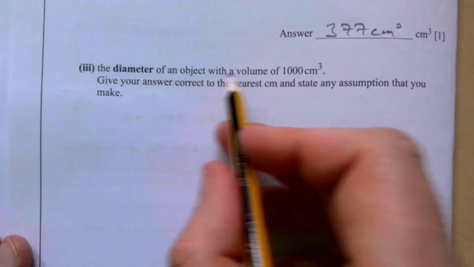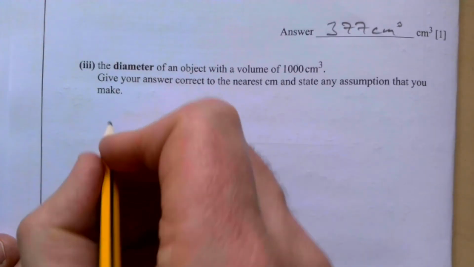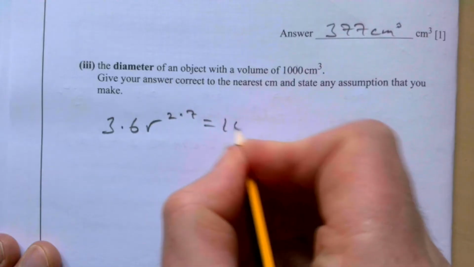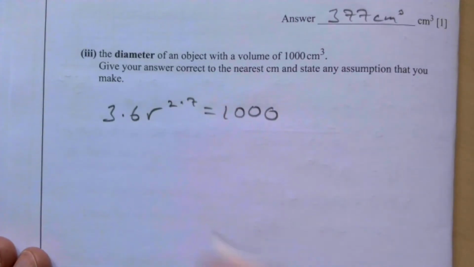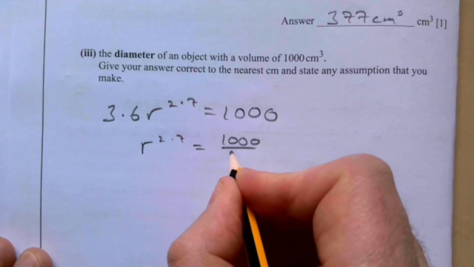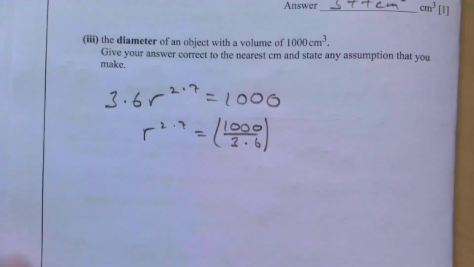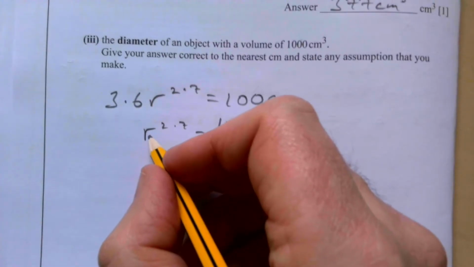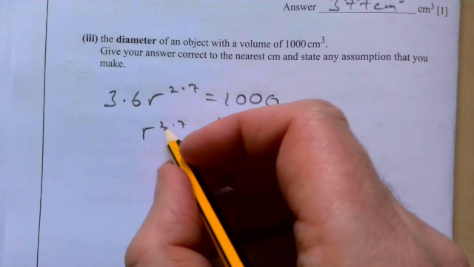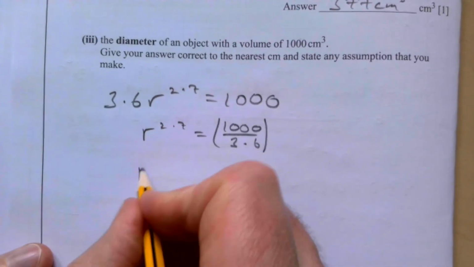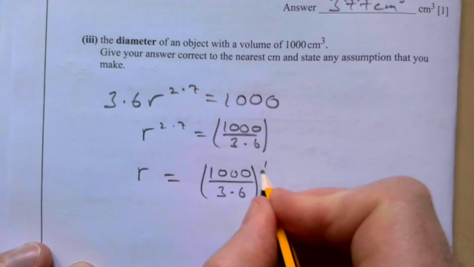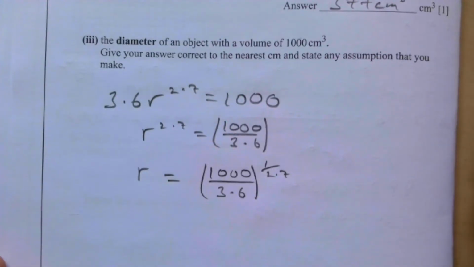The diameter of an object with a volume of 1,000, so that means 3.6 R to the 2.7 equals 1,000. R to the 2.7 equals 1,000 over 3.6. You can do this by logs if you wish. Say this was R to the power of 4, we would take the 4th root of this to get our answer. If it's R to the power of 8, we would take the 8th root. It's R to the power of 2.7, so we would take the 2.7th root. So we would go R equals 1,000 over 3.6 to the 1 over 2.7.